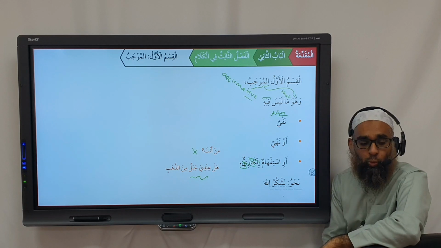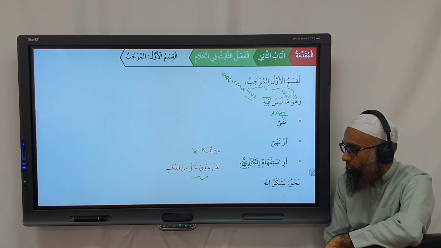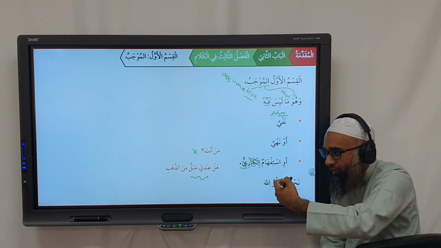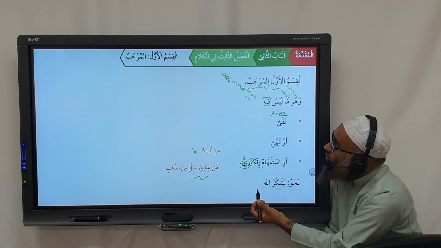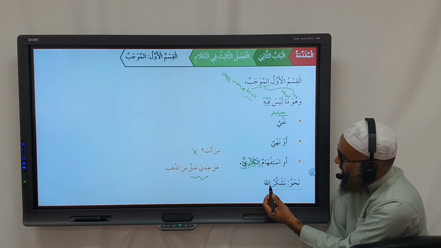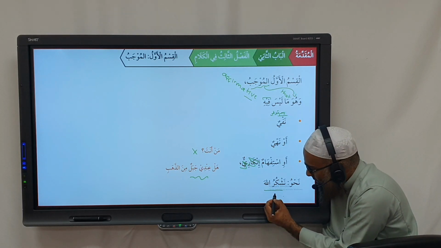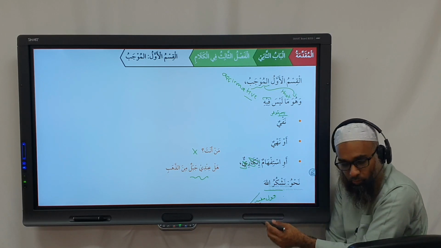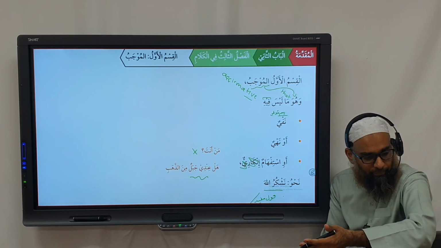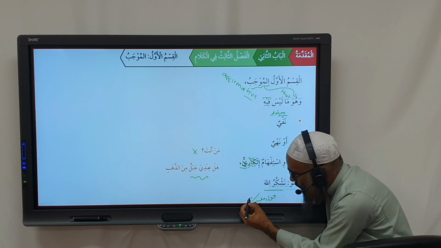For example, nashkurullah. We are thankful to Allah subhanahu wa ta'ala. This is a jumla, and it's also kalam because it's qawlun mufidun. When you say nashkurullah, you understand what I'm saying, don't you? And then it is mujab.